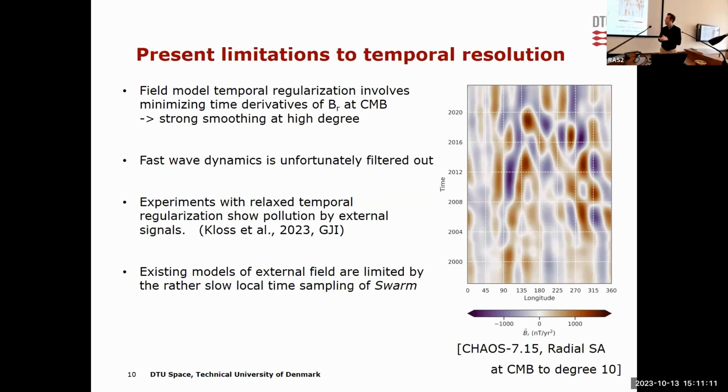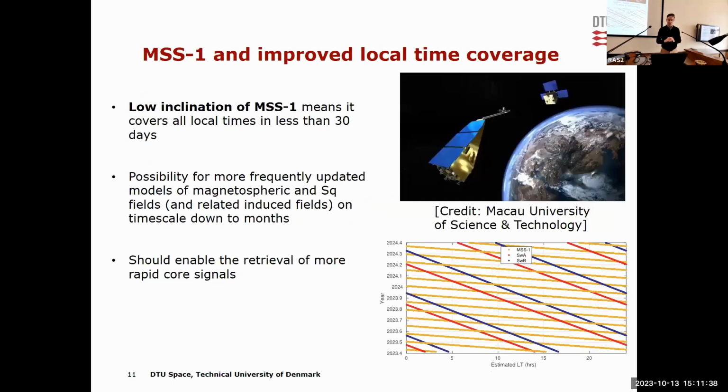So you might ask, well, what happens if you just regularize your model less? Well, we've done some experiments recently with Clemens Kloss in this direction. And what happens is your core field becomes polluted by external and related induced signals. So that's telling us we need to do better with our models of the external field. And these external fields at the moment are really limited by the rather low local time coverage of Swarm. So this is the opportunity to do better if we can do better with our external field models.